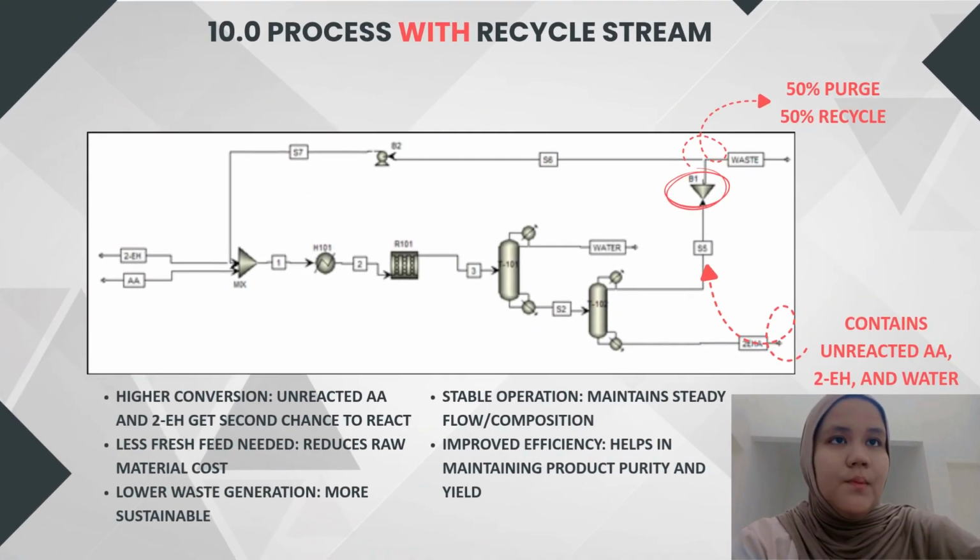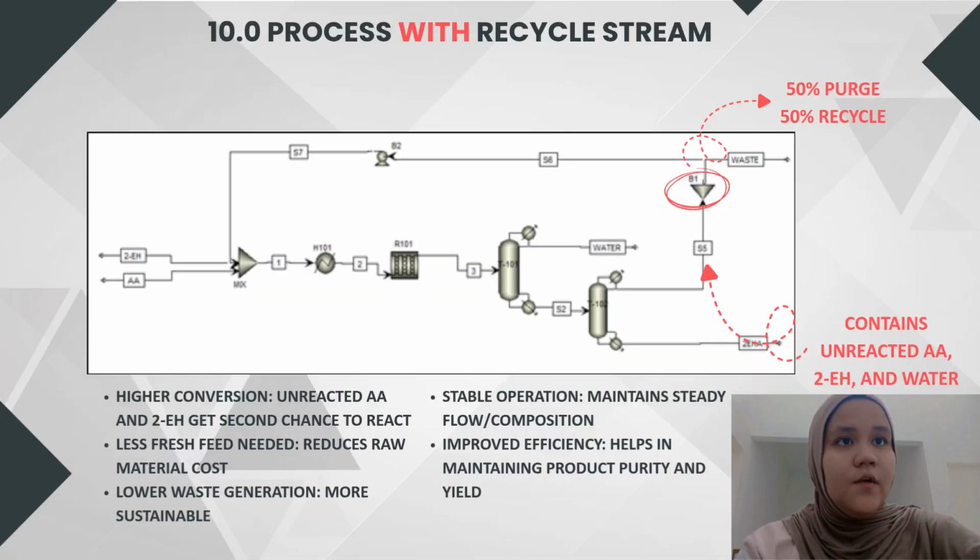Now, let's move on to the recycle system design. The main reaction and separation steps remain the same, which are acrylic acid and ethylhexanol being mixed, heated, and reacted to form ethylhexyl acrylate and water. The difference here is that the overhead from distillation column T102, which contains unreacted acrylic acid, ethylhexanol, and water, is sent to the splitter unit, which we call B1. Half of it will be purged to prevent build-up of the light component, and the other half is recycled back into the process via pump P101 and remixed with the fresh feed in M101.